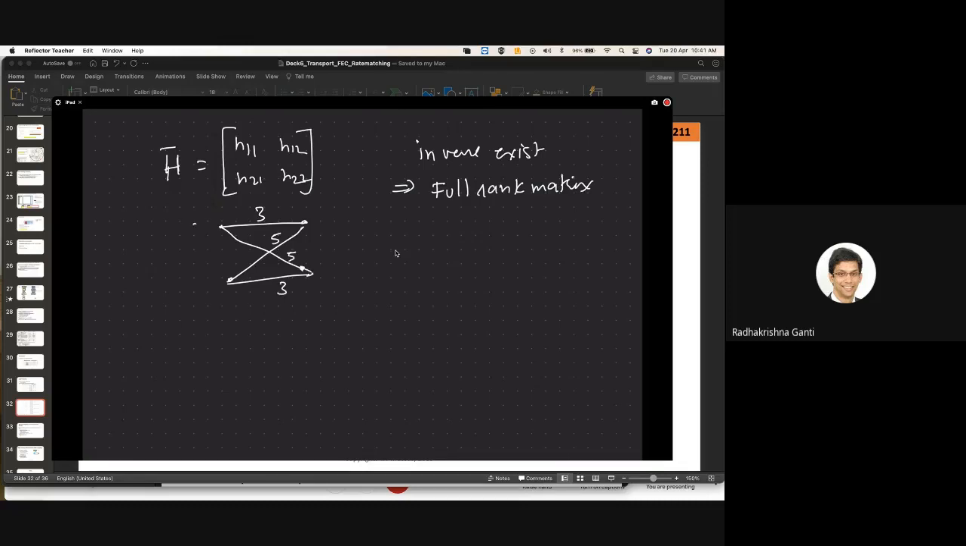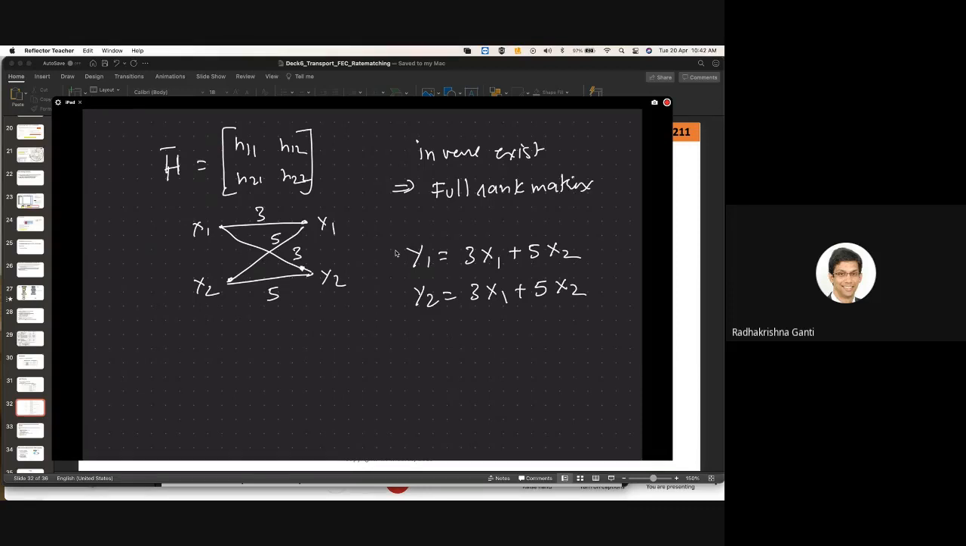I put the values of H11, X1 is coming here, X2 is coming here, Y1, Y2. So Y1 would be equal to 3 times X1 plus 5 times X2. Suppose this is your channel, for example, I'm just giving a hypothetical example. And my Y2 will be equal to 3 times X1 plus 5 times X2. Suppose this happens.